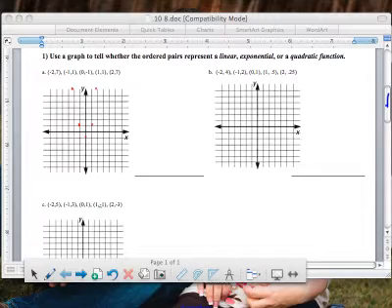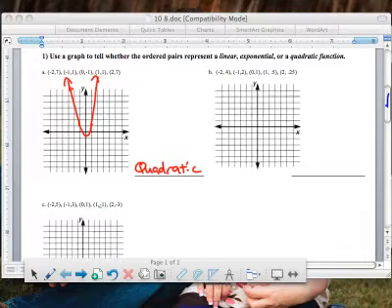And I think it's pretty evident now when I connect these dots that that U-shaped graph, which we call a parabola, represents a quadratic function. Okay, so this guy would be a quadratic.